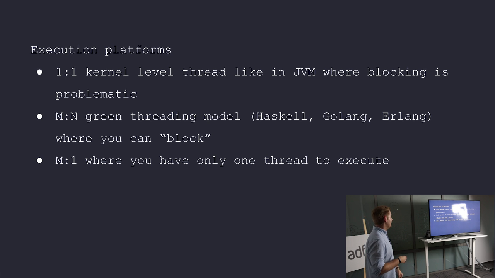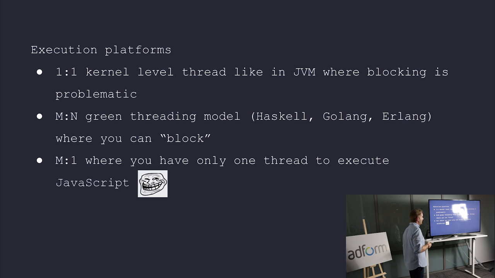And there is also this very popular platform that has M logical threads that are mapped to one physical thread. Does anyone know what this platform is? Yeah, this is JavaScript. And as you know, Scala now runs on JavaScript. So when you're blocking, you use await. It might be fine on the JVM, but then your code is totally useless on Scala.js.